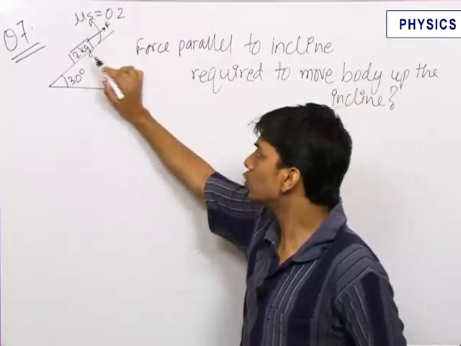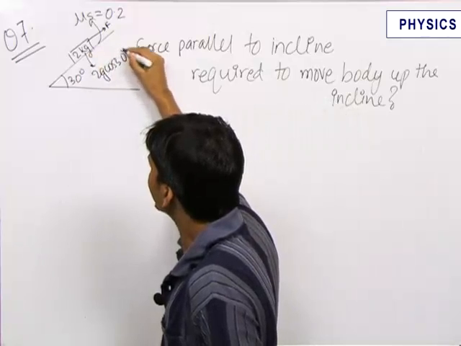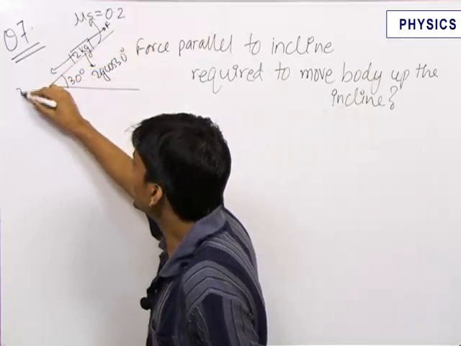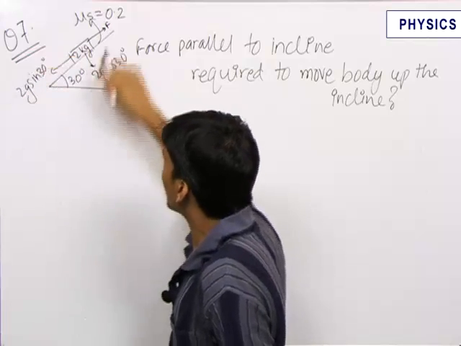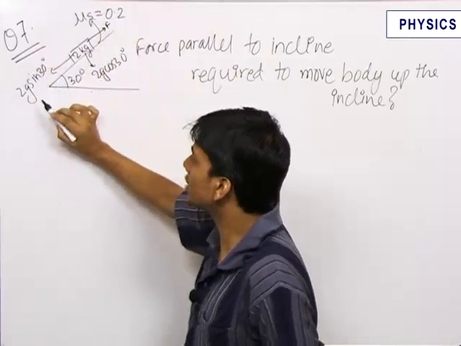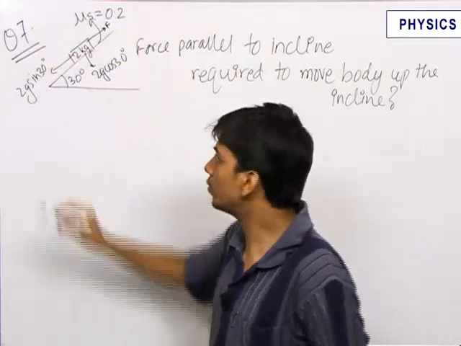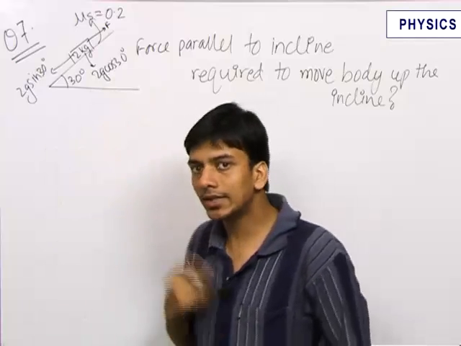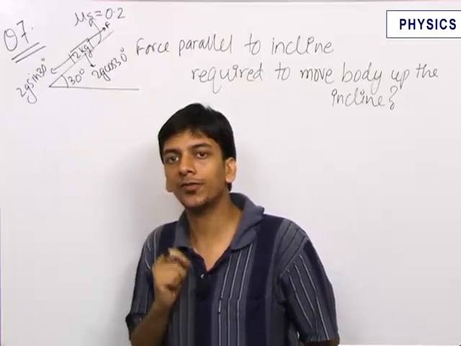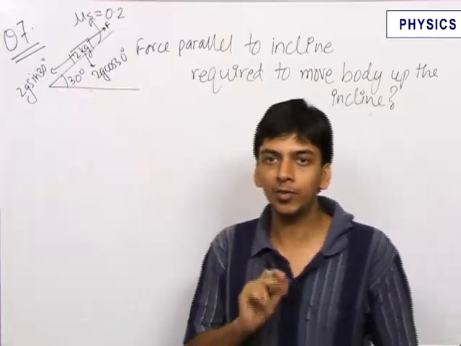Initially, there is 2g cos 30 degrees acting in this direction and 2g sin 30 degrees acting in this direction. First of all, this external force has to overcome 2g sin 30 degrees. When it has overcome 2g sin 30 degrees and becomes greater than it, it is then that static friction feels for the first time that it needs to act in order to prevent relative motion.